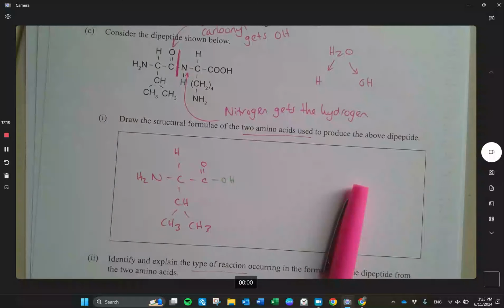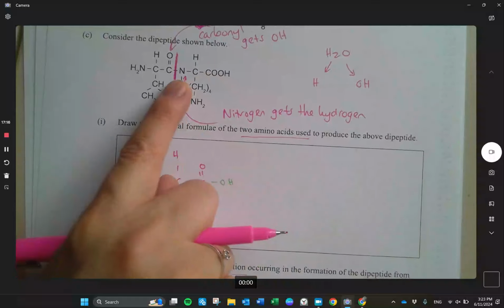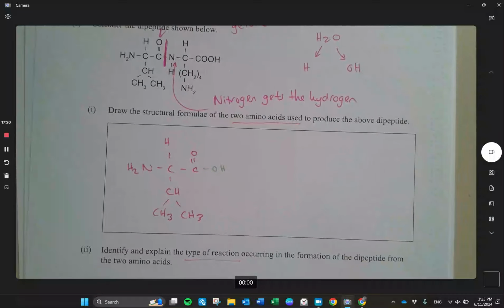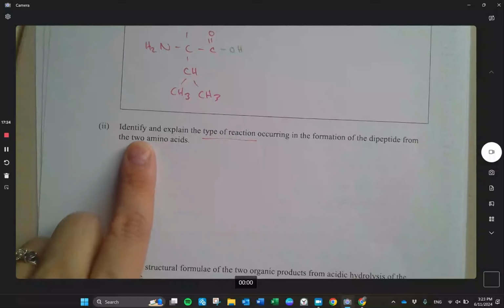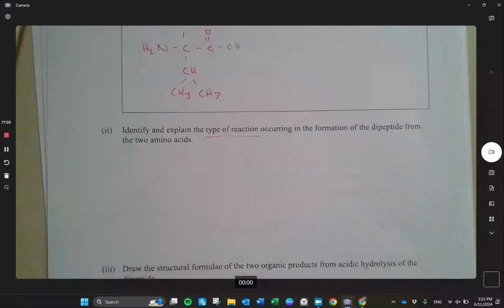So the other thing you do for the achieve is identify and explain the type of reaction. For the achieve, all you need to mention is that you know what's happening. So in this case, if I am taking these 2 amino acids and putting them together, that is condensation. So putting the amino acids together is condensation.